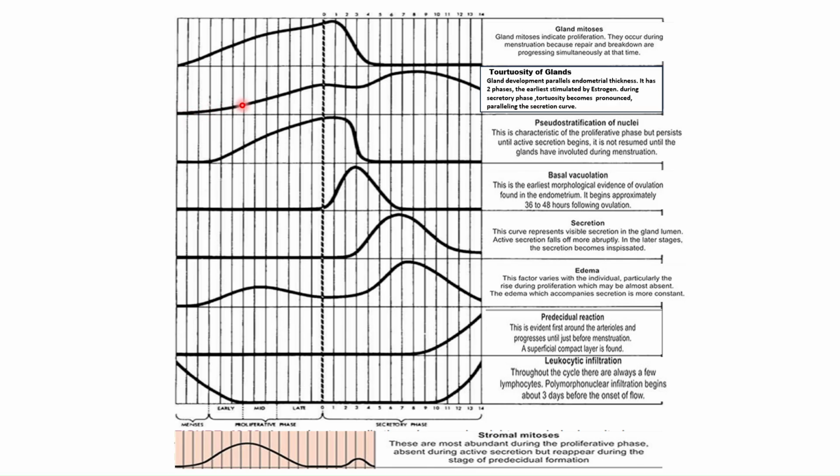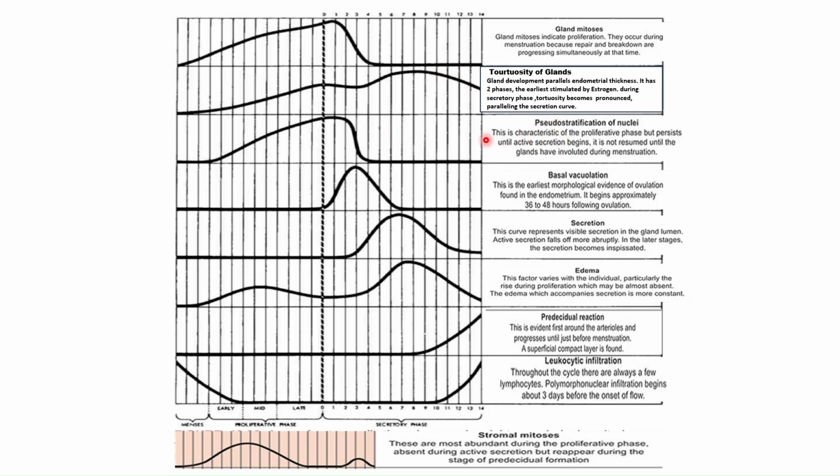Second thing is tortuosity of gland. Gland development parallels endometrial thickness. It has two phases. Earliest it is stimulated by estrogen. During the secretory phase, tortuosity becomes pronounced, paralleling the secretion curve. As secretion increases, tortuosity increases.